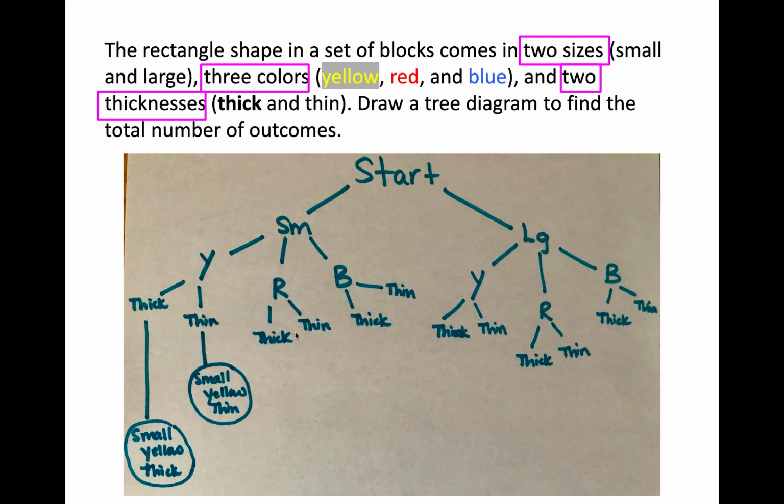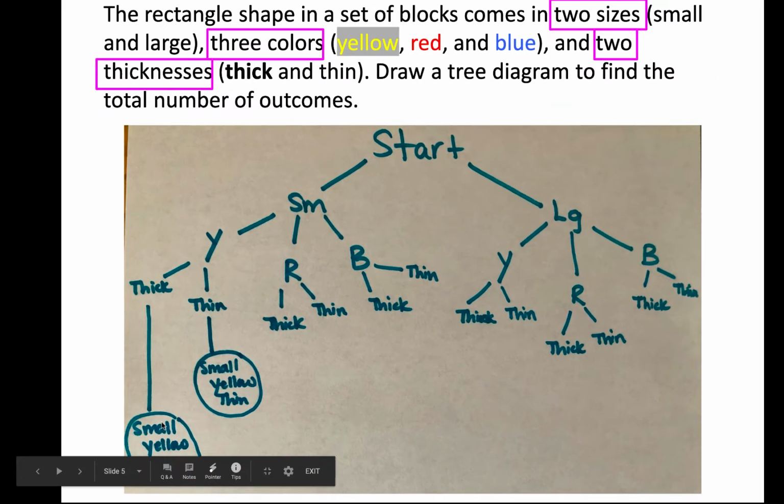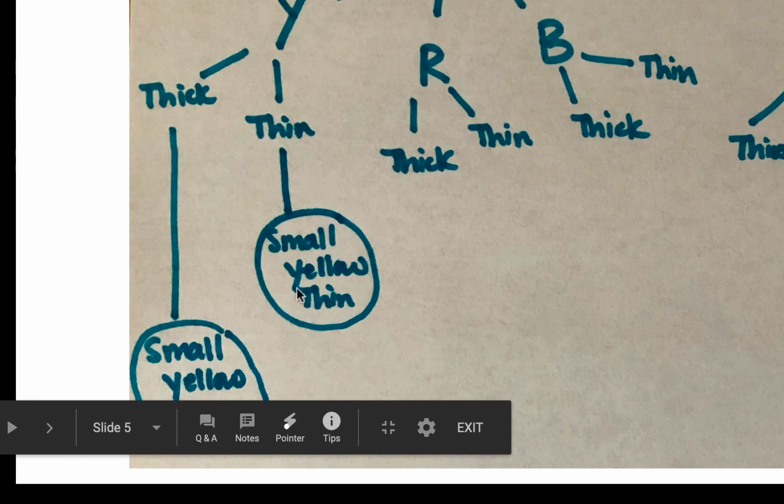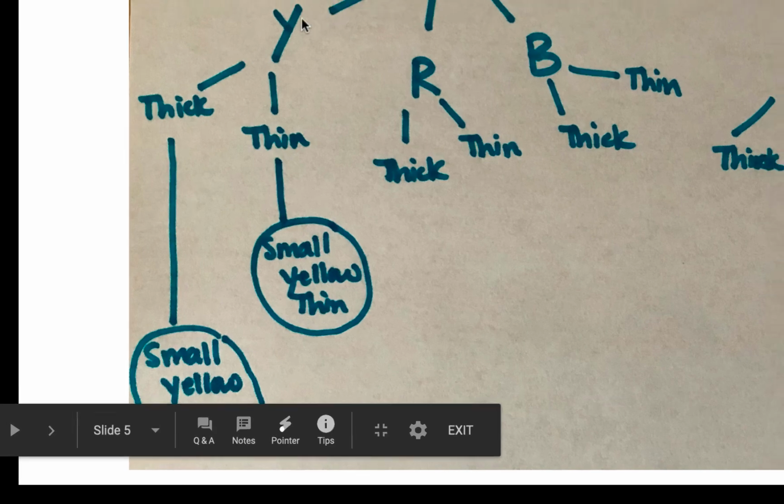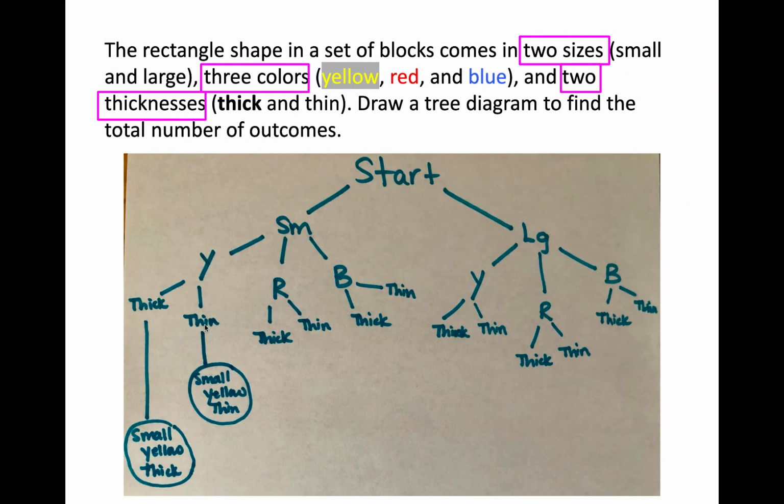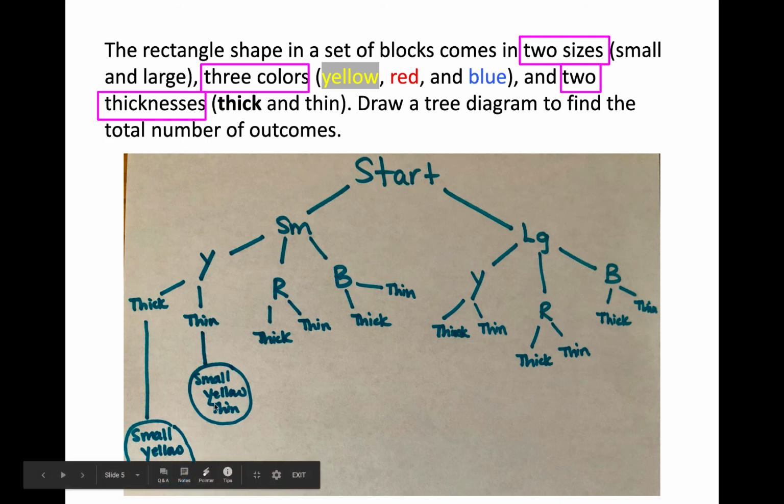Now, do you see how I counted the thick, thin to get my 12? You can do that. You can count the bottom piece right here, but please recognize that one outcome is not thick. It's small, yellow, thick. So it is nice, if you're not comfortable with tree diagrams at the beginning, to create a final outcome branch, which I did for these 2 right here, where you can see this whole thing is one outcome. It's not just the thin, it's the small yellow thin. So remember, you read a tree diagram by following the branches. So you have to take all the choices within the branch path, and that makes one complete outcome.